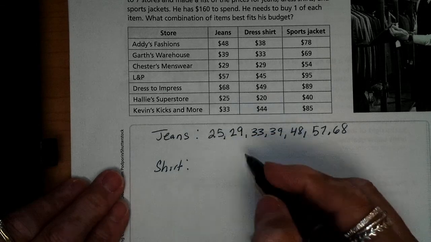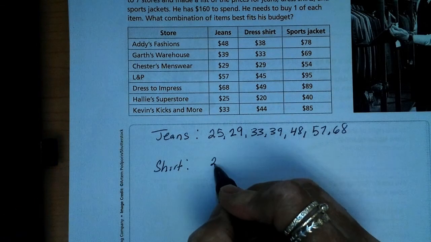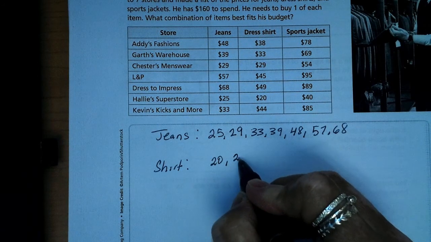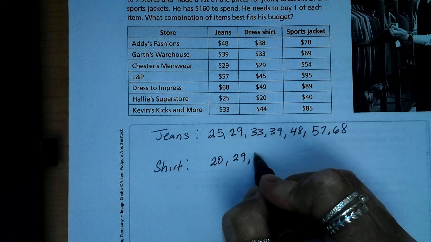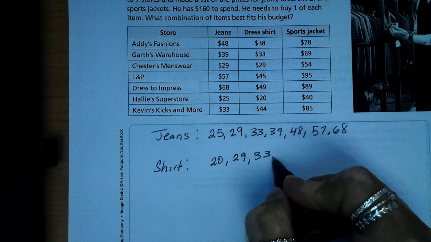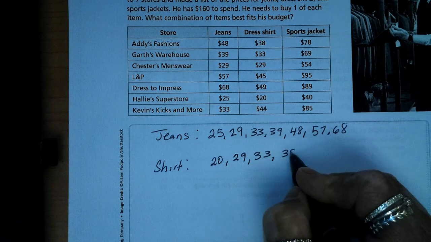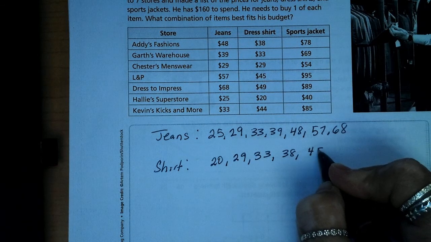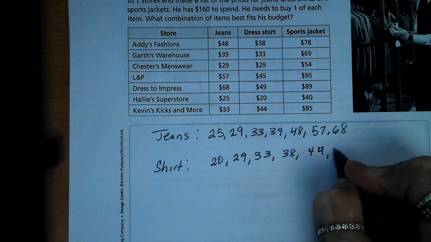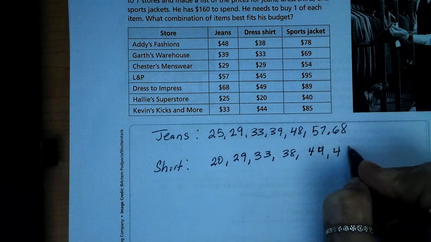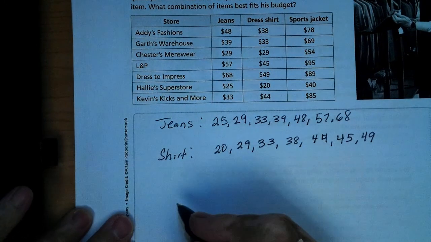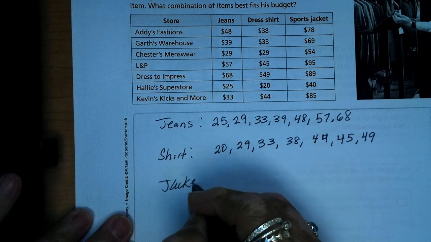What do we have? 20, 29, 33, 38, 44, 45 and 49. Okay, and then we're going to do the jacket.